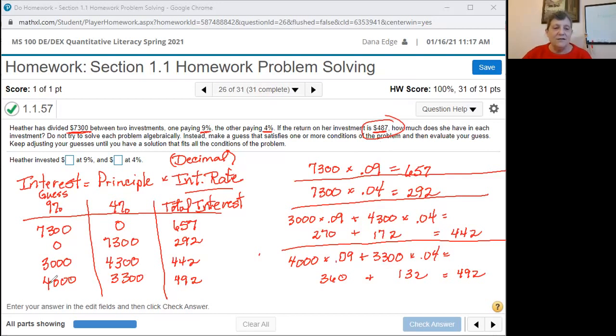So narrow it down, take a little bit out of the 4,000 and move it to the 4% account, because moving it from a 9% account to a 4% account will reduce your interest. So we're really close. Finish it up.